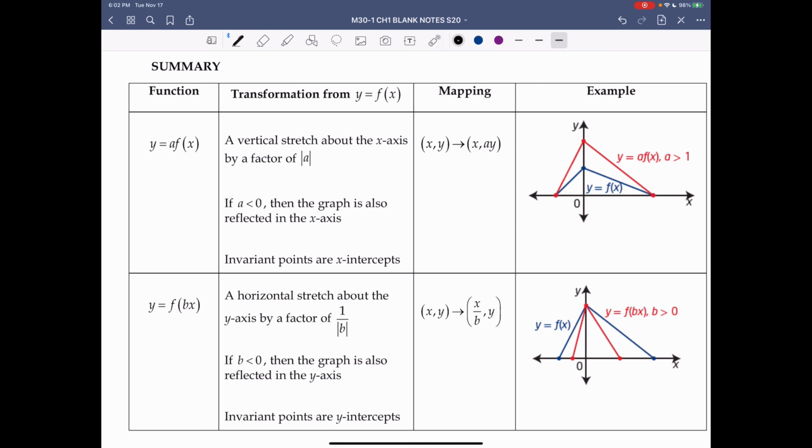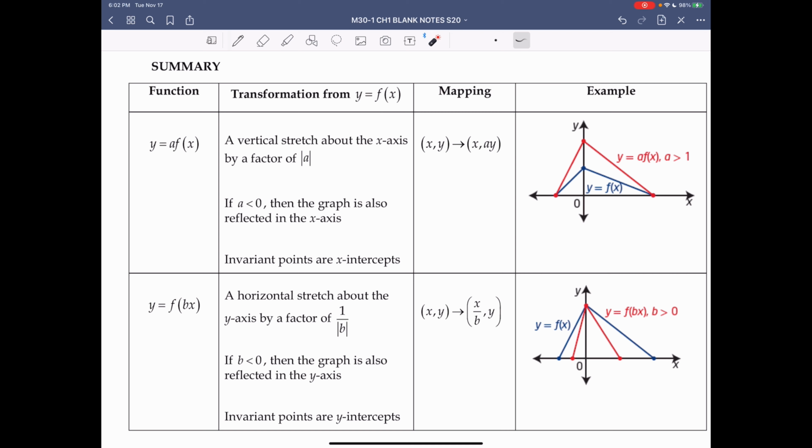Example, we have the blue graph f of x, and then y equals a f of x, where a is greater than 1, multiplies our y values by a, so this peak here would get higher. The x-intercepts have y values of 0, so they would stay the same. Multiplying 0 by an a value is still going to be 0.